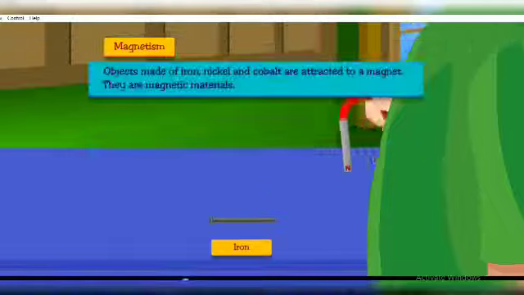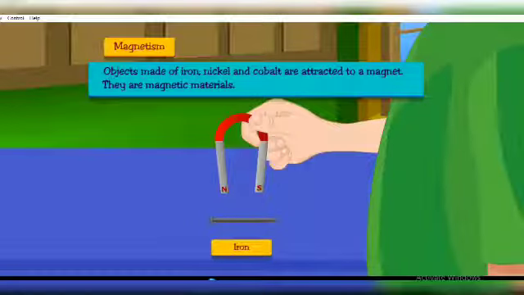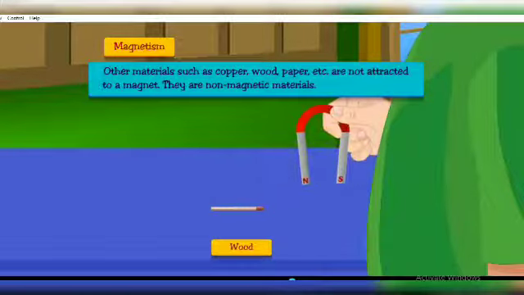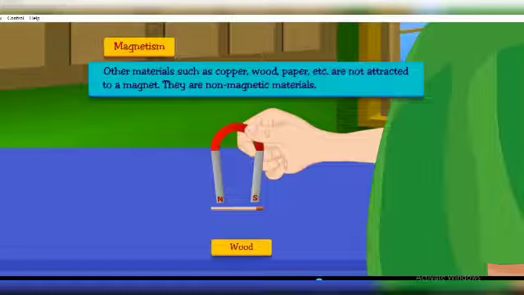The fifth property of materials is magnetism. Objects made of iron, nickel, and cobalt are attracted to a magnet. They are magnetic materials. Other materials such as copper, wood, paper, etc. are not attracted to a magnet. They are non-magnetic materials.